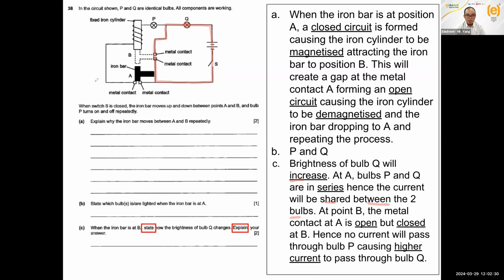At point B, the metal contact at A is open, but closed at B. So B becomes a closed circuit. Hence, no current passes through bulb P, causing higher current to pass through bulb Q. Okay?